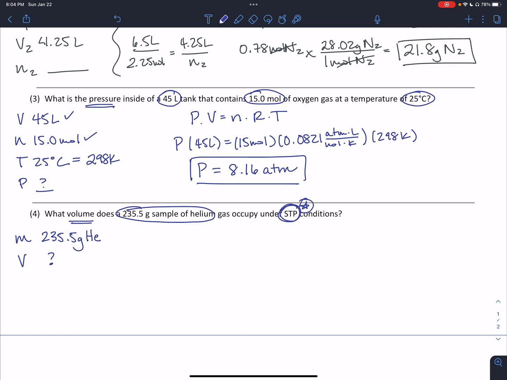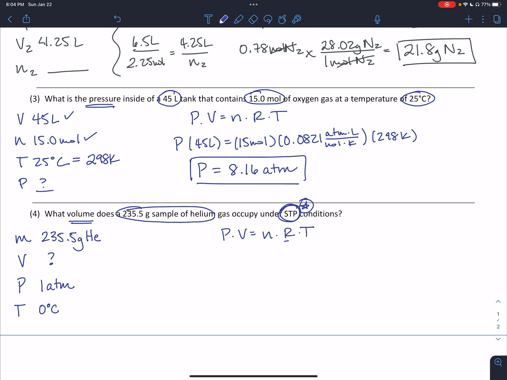Remember, STP is information. It stands for standard temperature and pressure. So standard pressure is 1 atmosphere and standard temperature is 0 degrees Celsius. So just by having STP there, I know these other variables. Again, I've got volume, pressure, and temperature and an amount. It's going to be the ideal gas law. So P times V equals N times R times T.